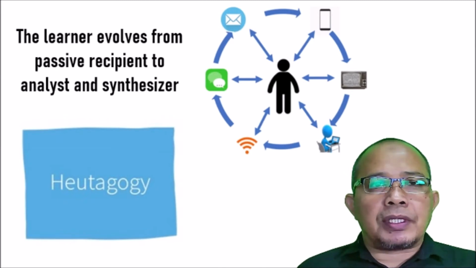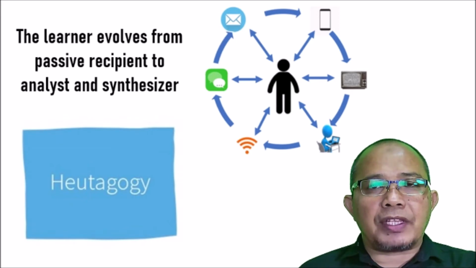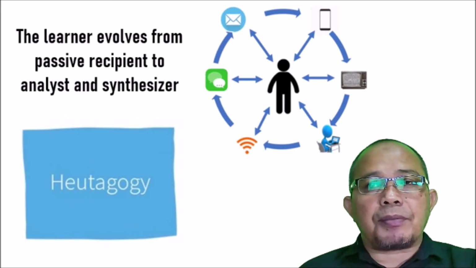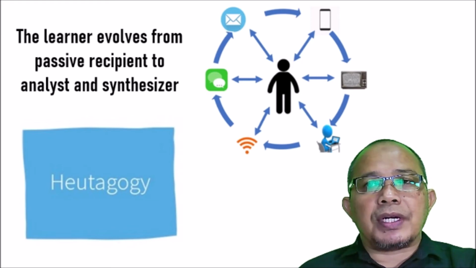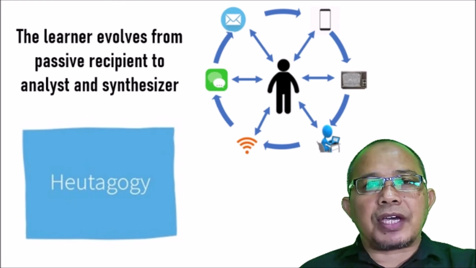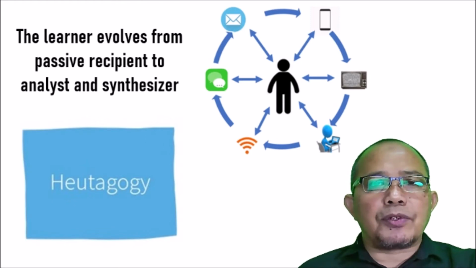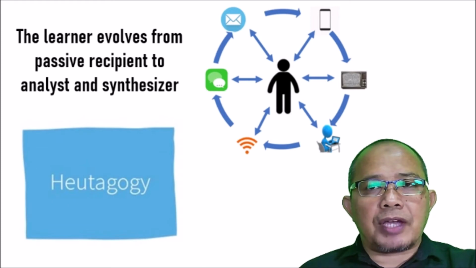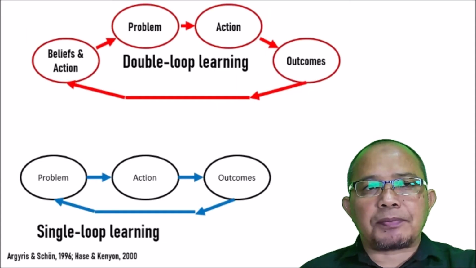In our current state of education, there are no barriers to knowing, and the skills required to be an effective learner today have changed dramatically. So with the heutagogical approach, the learner evolves from passive recipient to analyst and synthesizer. These are some of the most valuable skills for students as they interact with a world in which knowledge management or curation is more valuable than access.